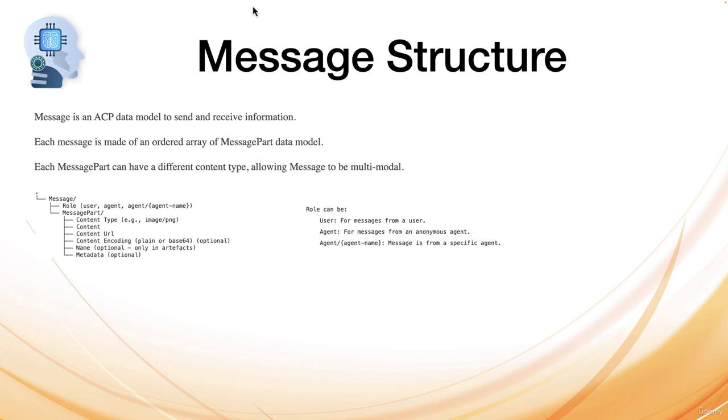On the left side of the screen, you will see the structure of a message. Every message has an attribute called role. A role can be either a user, which is used for messages from an actual human user; agent, for messages from an anonymous agent; and agent/agent name, from an agent with a given name. Then the message has an array of message parts, and every message part can have a content type, which can be, for example, text plain or image PNG or image JPEG and so forth.